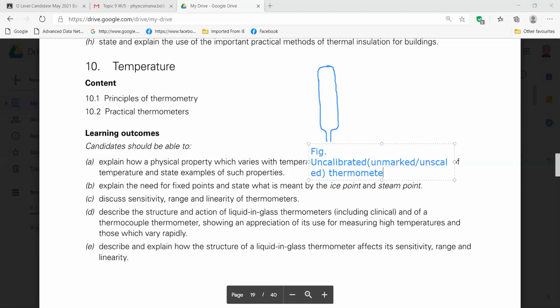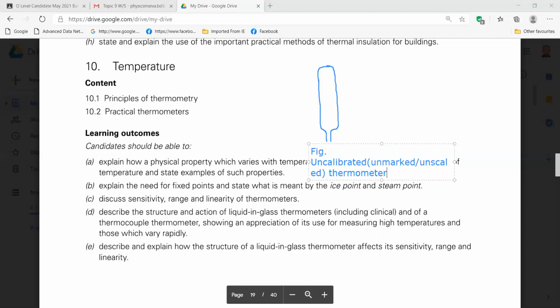So is this thermometer ready to measure any temperature? No, sir. So what we have to do is make it calibrated. Yes. And after calibration, you can measure the temperature. And for this calibration, we need two fixed points, right?